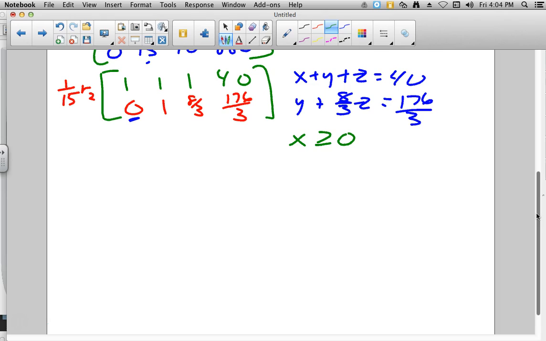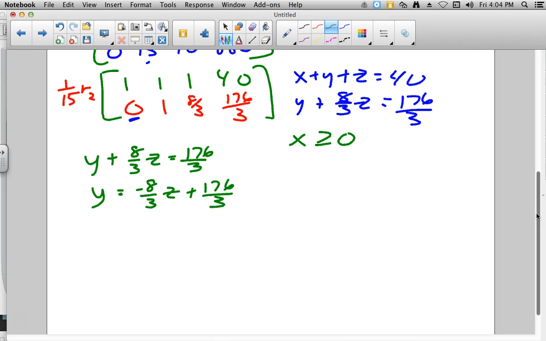So, first thing to look at would be to say, all right, I know that y plus 8/3 z equals 176 thirds. So y will be equal to negative 8/3 z plus 176 thirds. So got that all done. And that's what's going to find me my 25% solution, because that's going to be y and how we find that information. So now I think, all right, well, I need to get this down to where I'm talking about something with x here, because I know I'm supposed to use something with x.